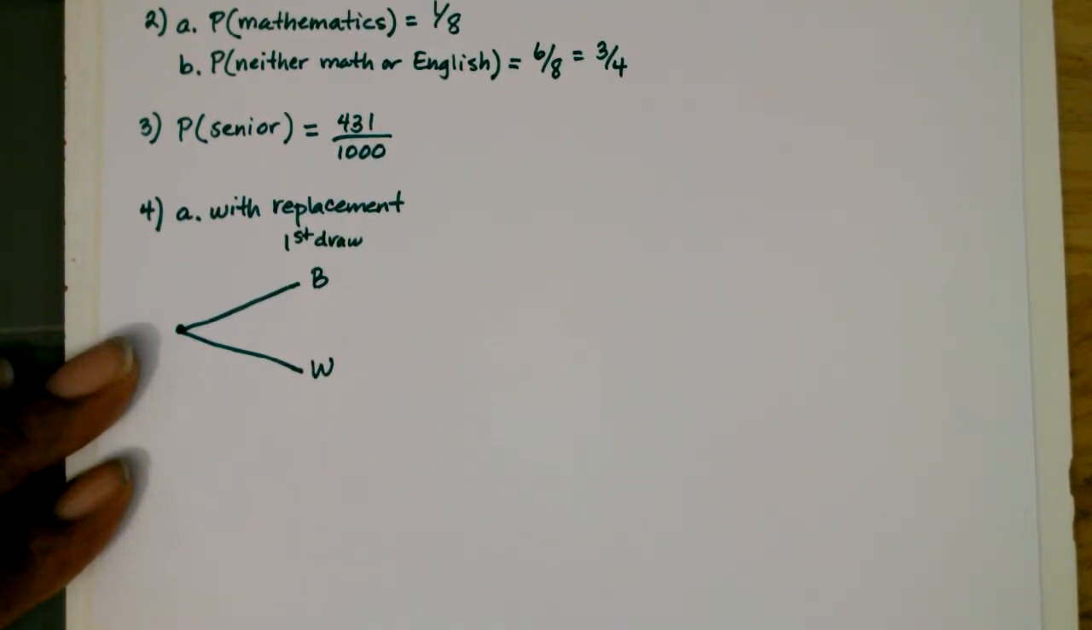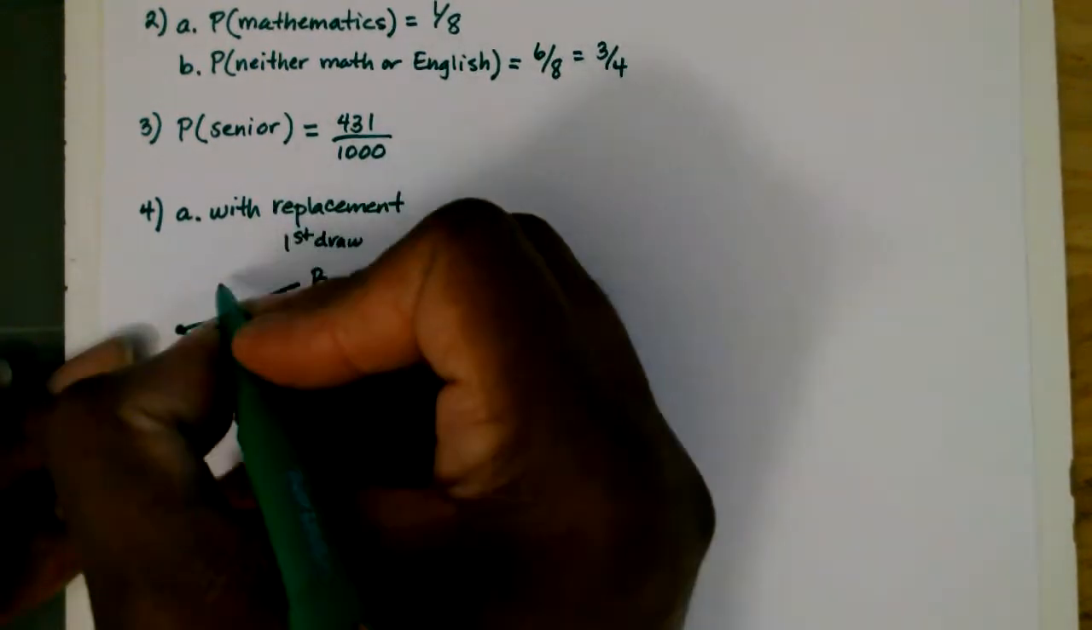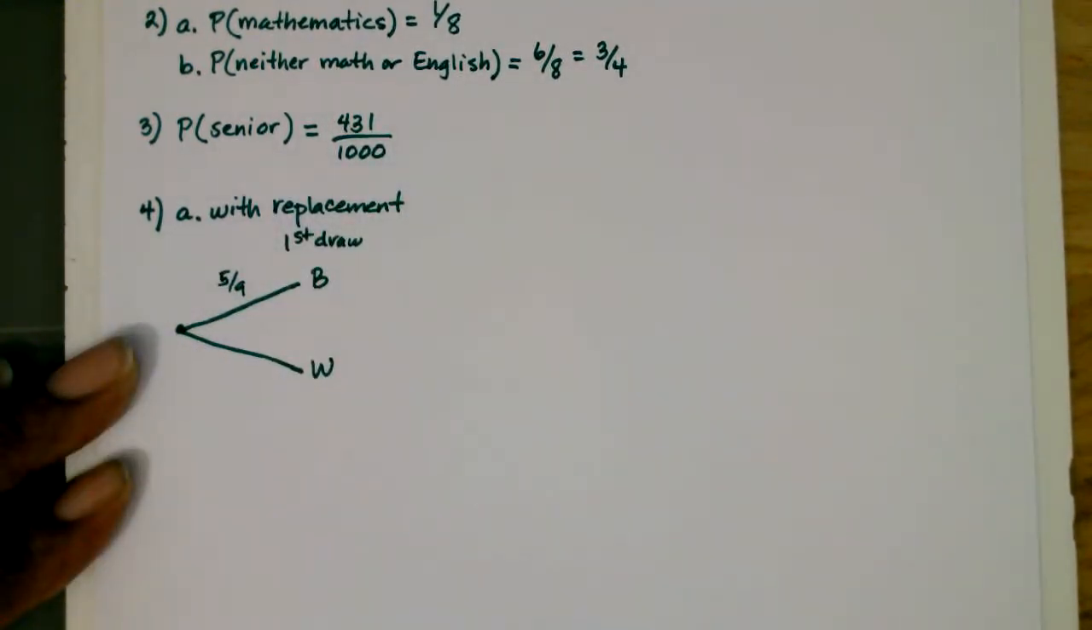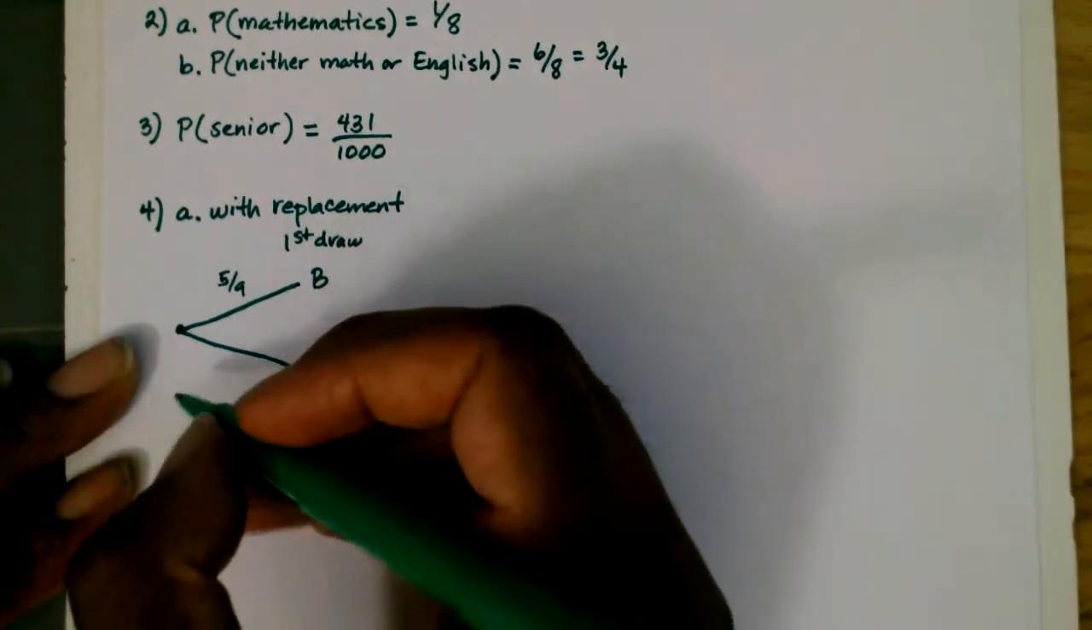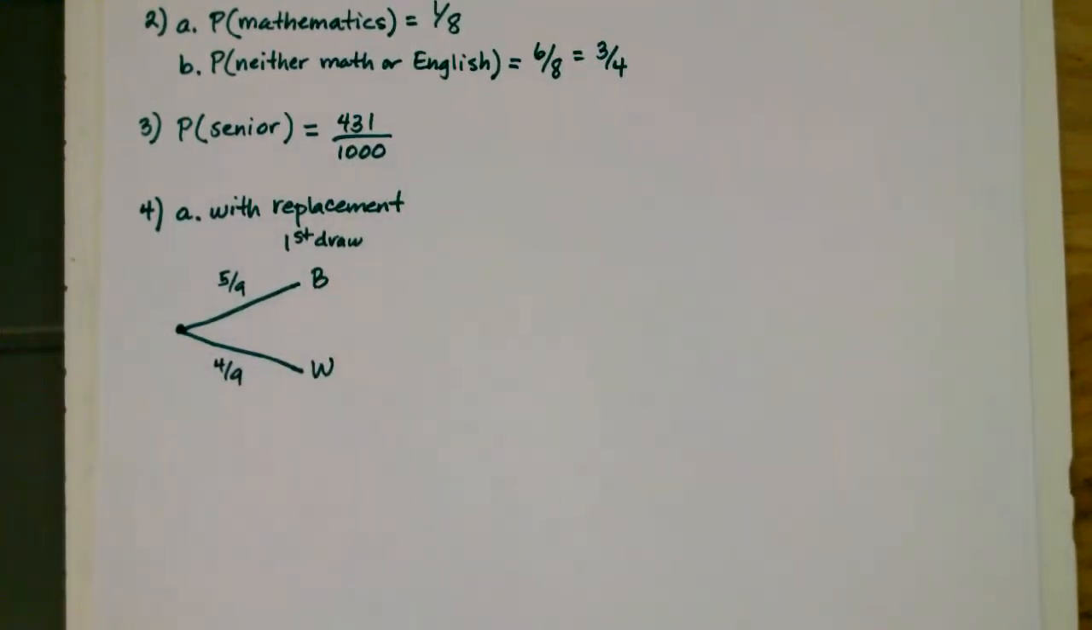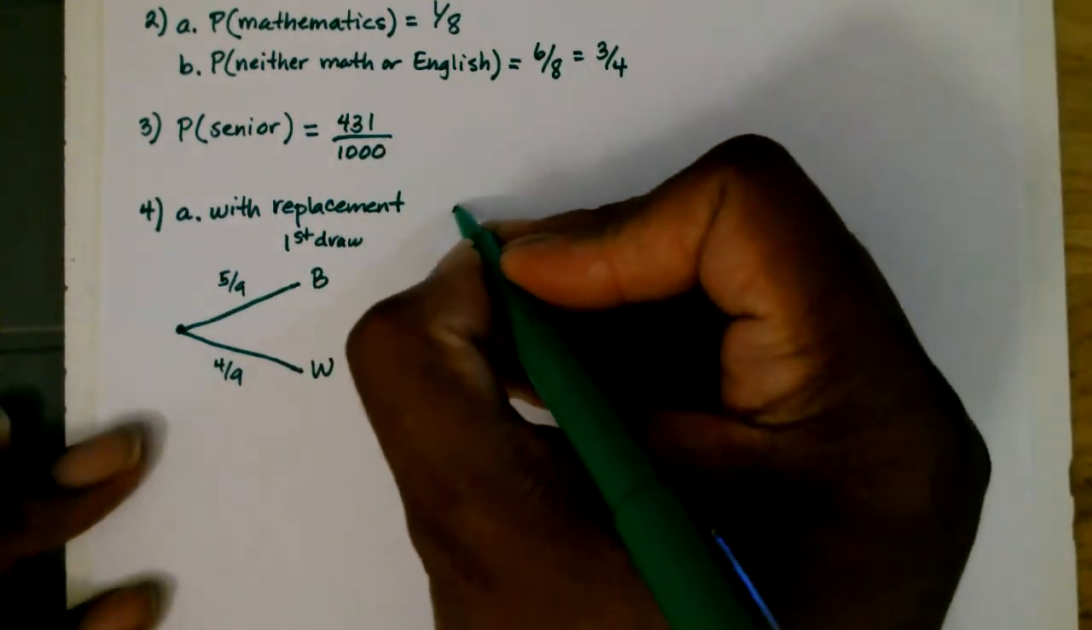The probability of drawing a black ball, there are 5 black balls out of a total of 9 balls in the box. So that means that its probability will be 5/9 for drawing a black ball on the first draw. And for a white ball, there are only 4 white balls out of 9. So that probability there would have to be 4/9. Okay. Now let's look at the second draw.